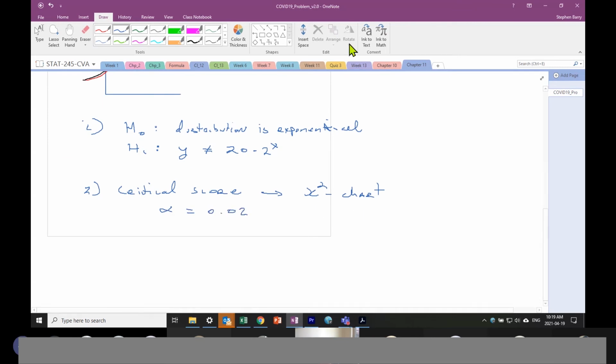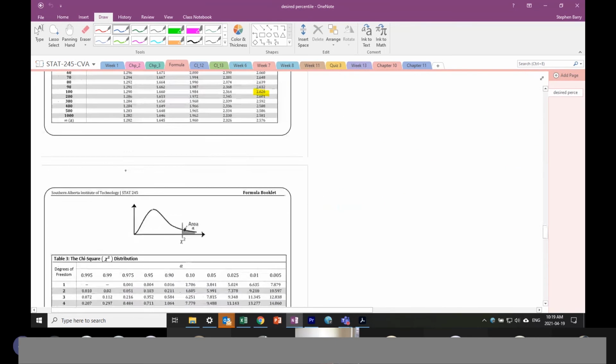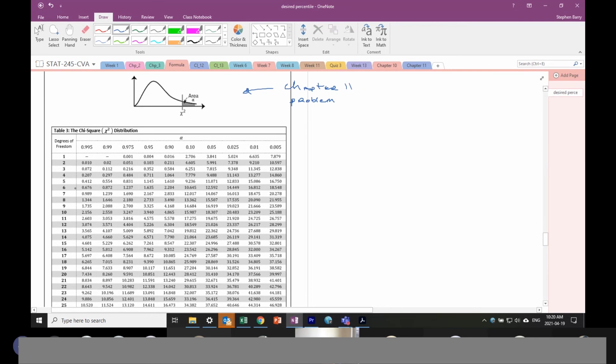And so you would go to your formula sheet. It's table 3 right here. So this is the business we use for chapter 11 problems. Goodness of fit follows the chi-squared distribution, where, because it's squared, we're essentially just looking for an absolute difference. Okay, so degrees of freedom in this case is a little bit different here as well.